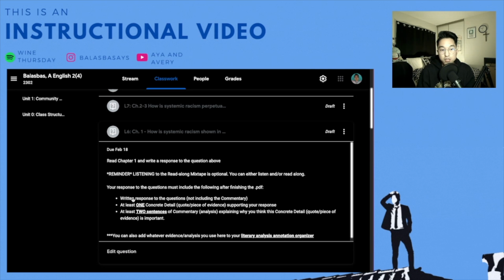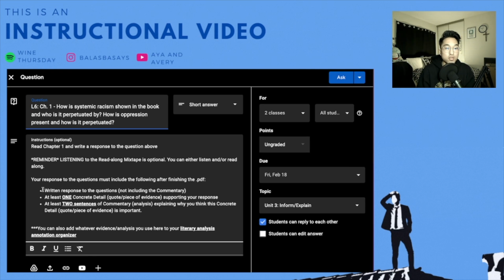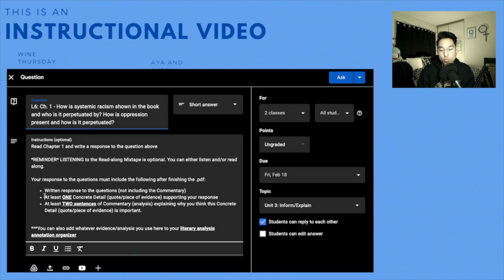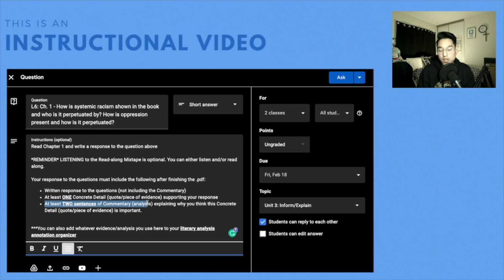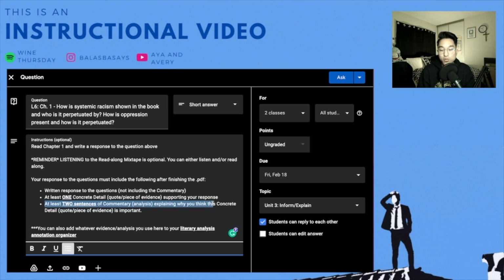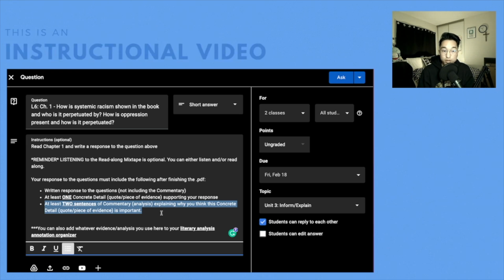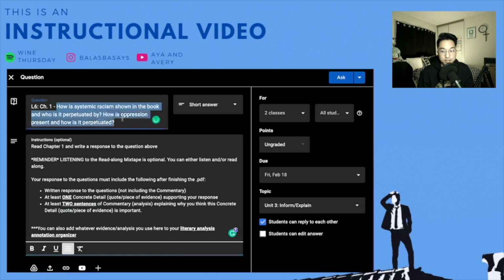Like it says over here on Google Classroom, the minimum for this kind of must-do aspect of the assignment is to have at least 1 concrete detail supporting your response and 2 sentences of commentary or analysis explaining why you think this piece of evidence is important, particularly to the question that you're being asked about.